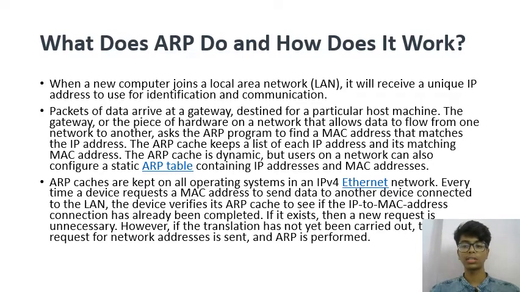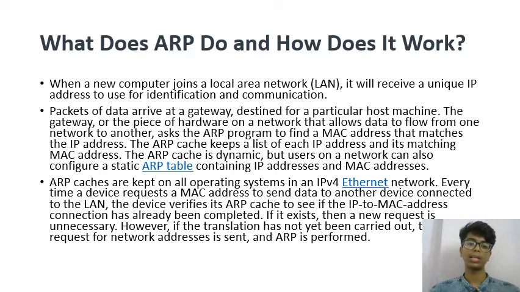If it exists, then a new request is unnecessary. However, if the translation has not yet been carried out, then a request for a network address is sent and ARP is performed. So the ARP caches are kept on all operating systems in an Internet Protocol version 4 Ethernet network.